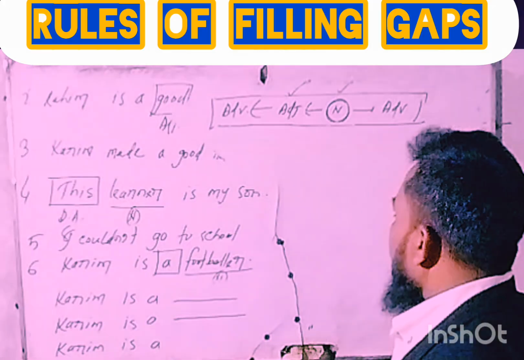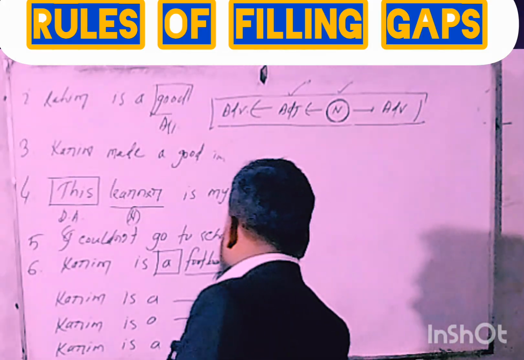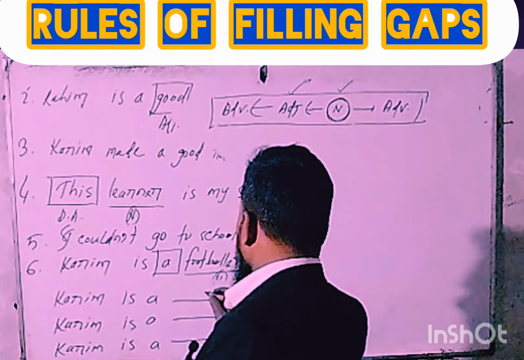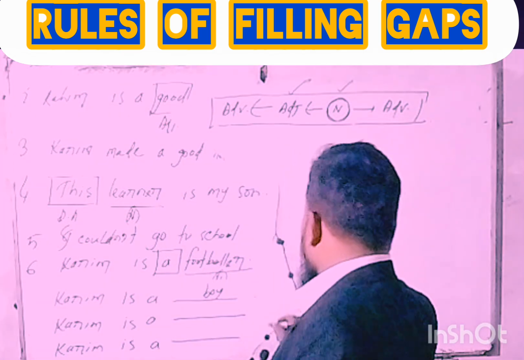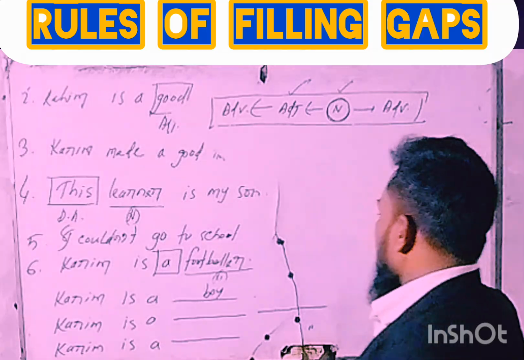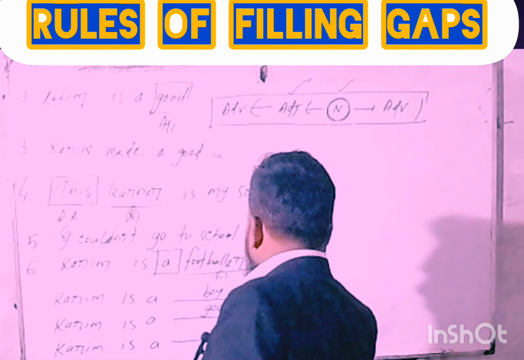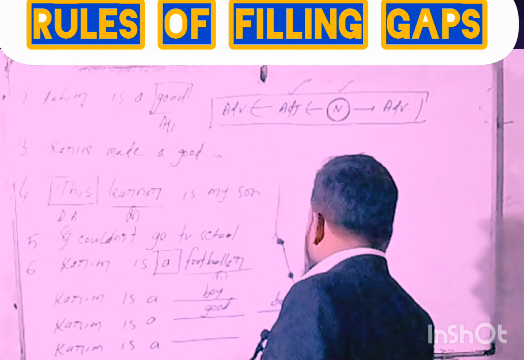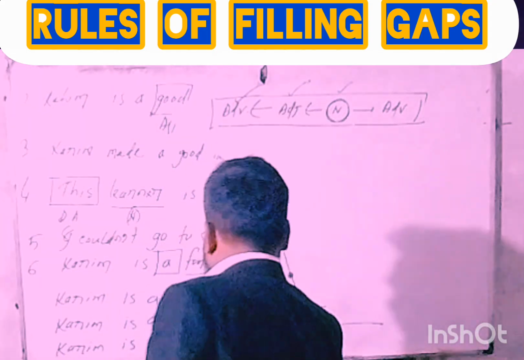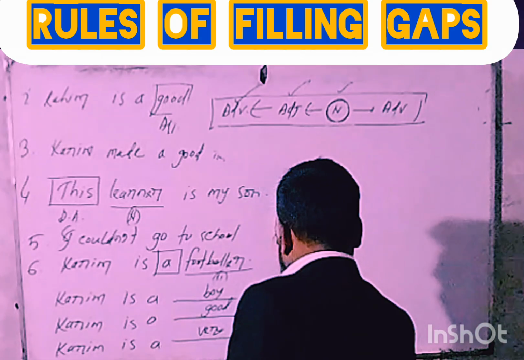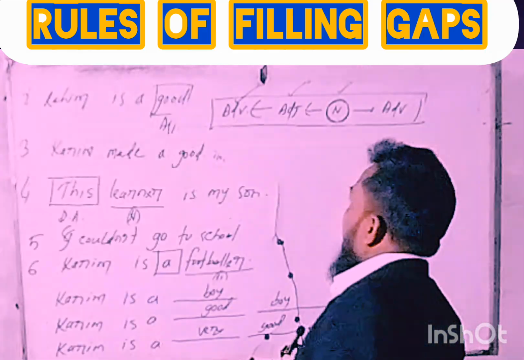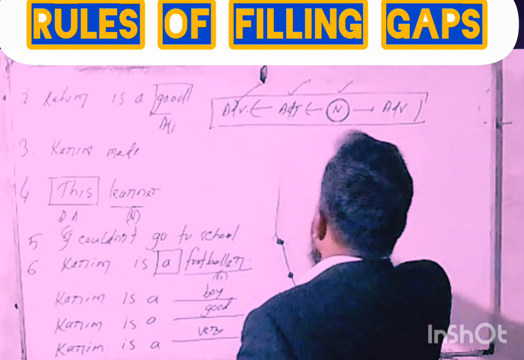In the case of the article, you have to mind that if one word is used after an article, the word is of course a noun. But if two words are used in a sentence, the first word is of course an adjective and the second word a noun. But if three words are used in a sentence, the first word is of course an adverb. Suppose, very good boy. Okay, my dear learners, hope that you have understood clearly.